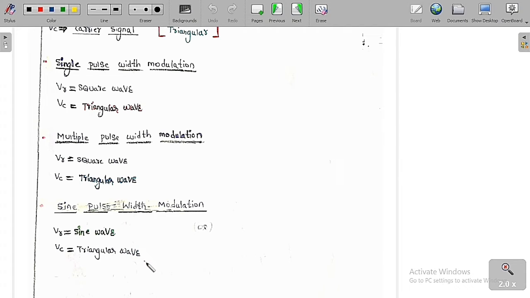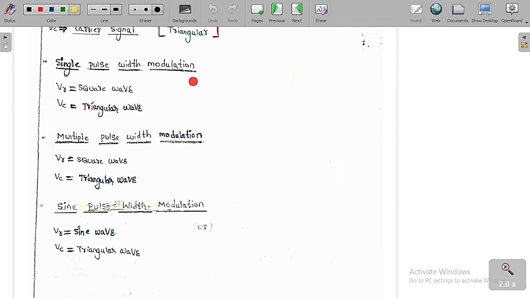I have already told you the reference signal can be either square or sine, whereas the carrier signal is always triangular. Based on the comparison of the reference signal and the carrier signal, we are going to generate the pulses to trigger the thyristors or the switches which are fully controllable. Based on that we are going to get the output voltage waveform, and then we are going to get a variable value of the output voltage with the help of this pulse width modulation.